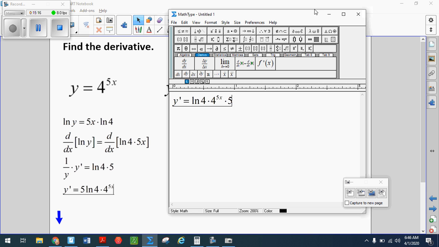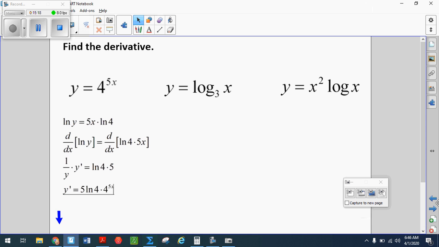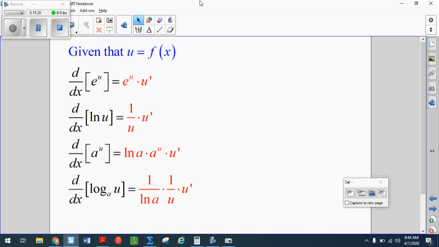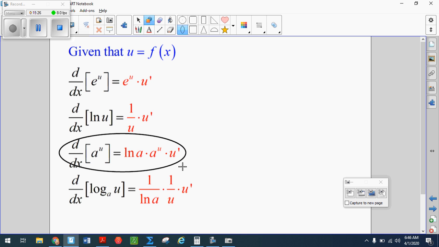I'm going to go back a slide and again show this rule, highlight what I'm talking about. Okay, so for this problem, we had 4 to the 5x. So we have a natural log of 4, that's that first part, natural log a, times the original function, 4 to the 5x, and then using the chain rule, times the derivative of the 5x, which was just 5.